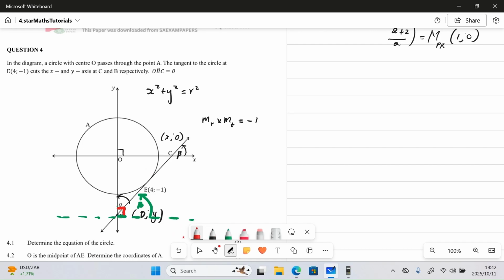Or someone can also say, I can use this triangle. The angle of inclination of this line is beta, which equals that vertical opposite angle. Then I use the sum of angles in a triangle: 90 degrees plus theta plus beta. Then I can find beta. But let's go through the questions.